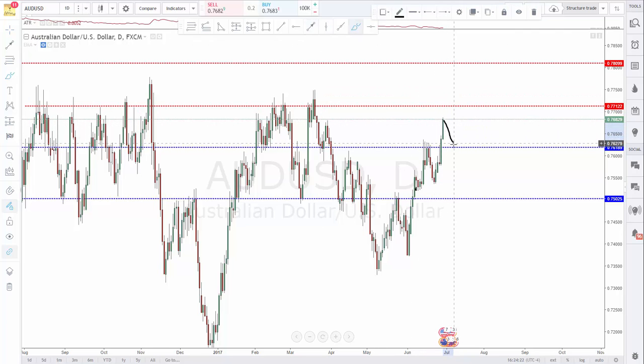down into our next support level here. And if that happens, then I'll be looking for some type of entry reason there to go long.